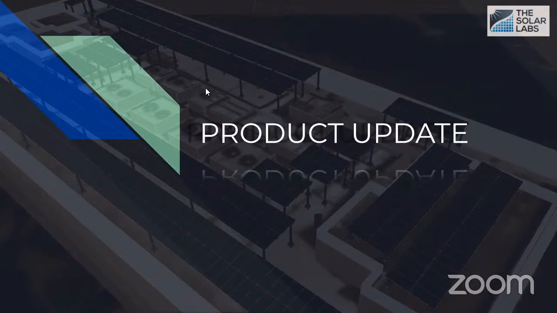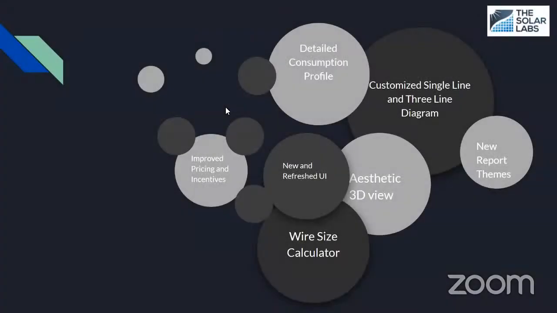So, just giving a small overview, here are the new updates which have been introduced in the software. We have a detailed consumption profile where you can specify what kind of consumption profile. You can select a consumption profile specific to your site, and the software will simulate the results accordingly. So we'll be looking into that. We'll also be seeing the new customized single line and 3-line diagram in the software.